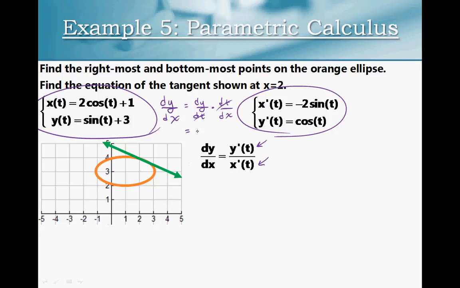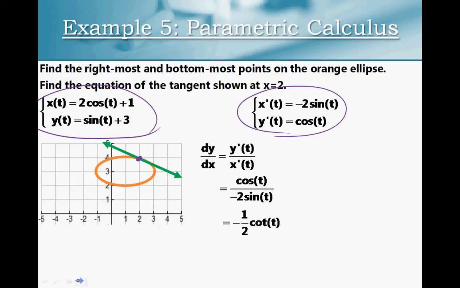Well, that's the same thing as doing y prime of t divided by x prime of t. So that's where that formula comes from. But in any case, make sure you have that in your notes: dy/dx is the same thing as y prime of t over x prime of t. Now you'll see that in the textbook as well, but we're going to use that because that means that our dy/dx, our slope at this point x equals 2, is going to be described by, in this case, cosine of t divided by negative 2 sine of t.